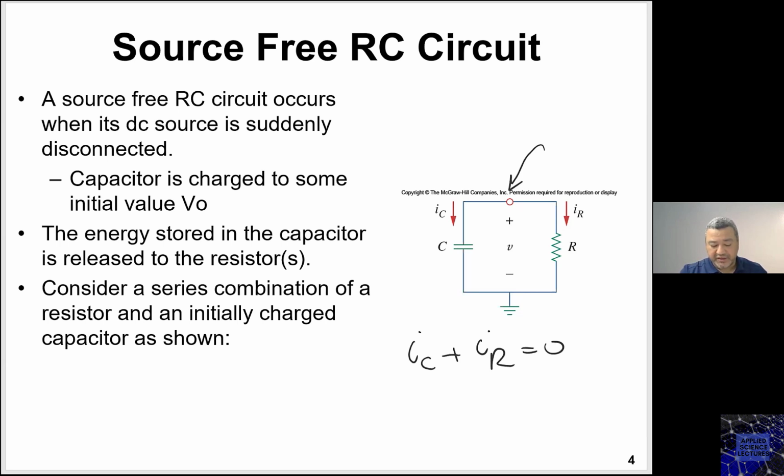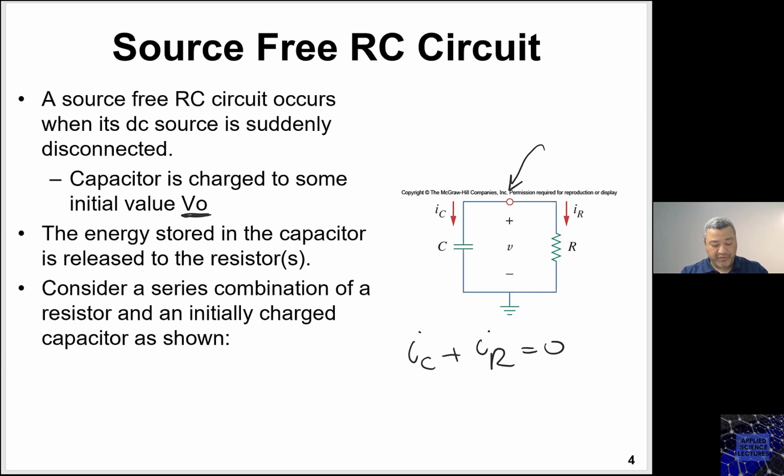Now, let's assume that this capacitor has an initial value of V naught, so we can later see the voltage relationship that we can derive for this capacitor. So this capacitor has an initial voltage of V naught, and now it's being connected to this resistor. So what's going to happen? The energy stored in this capacitor is going to be dissipated into the resistor.